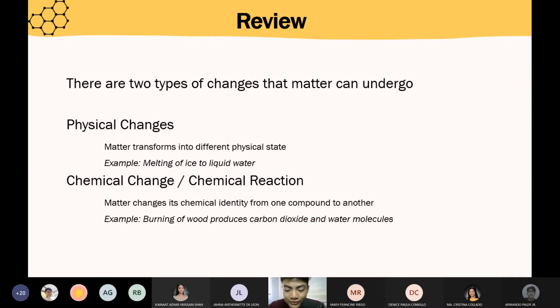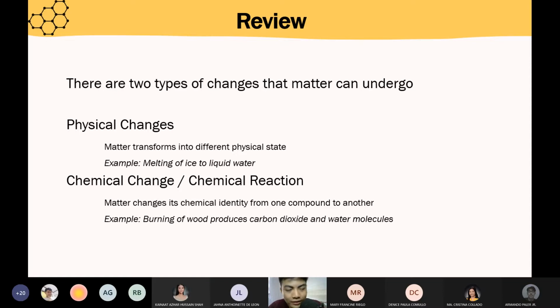Just to have a short review, our matter do undergo changes, di ba? And dalawang uri ng changes yung ina-undergo niya. We have the physical change and we have the chemical change. When you say physical change, nagbabagong anyo lang siya, physical appearance. For example, you put your water in the freezer, it becomes solid. Put your water into a flame, it turns into a gas, it turns into steam. So basically, nagbabagong itsura lang siya. However, its chemical identity is still the same regardless of the state of matter. So that's physical change.